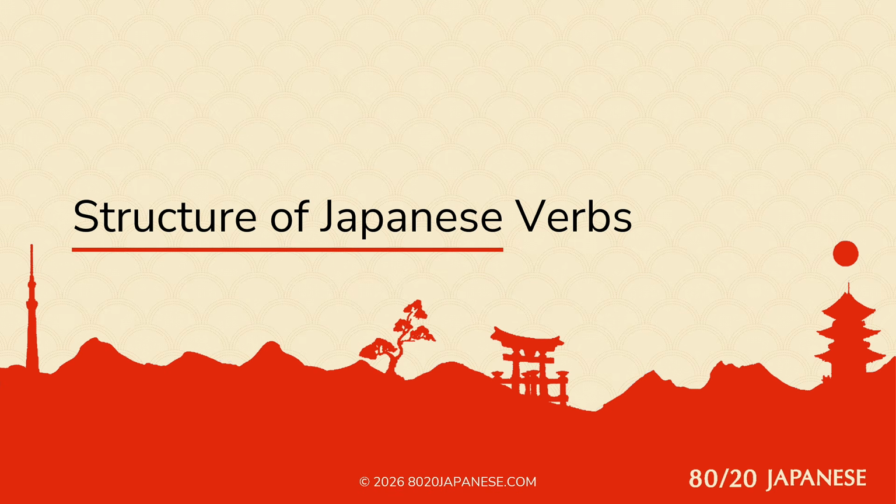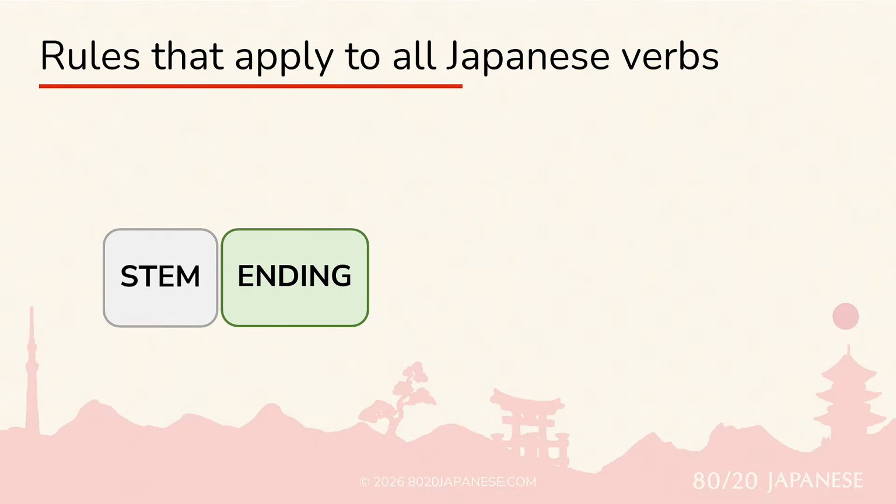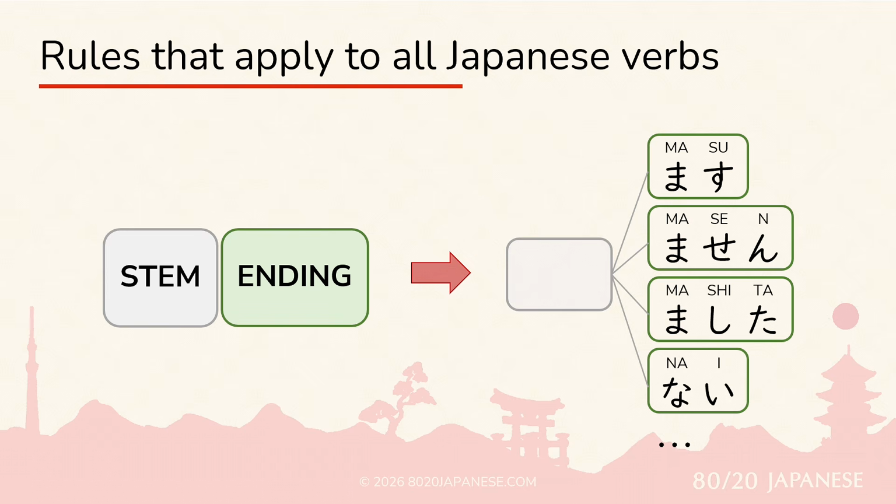Instead of looking at one verb form at a time, we're going to see the basic rules that apply to all Japanese verb forms. Once you understand how Japanese verbs are structured, then you'll know exactly what to expect every time you learn a new verb form, and that just makes them easier to learn.